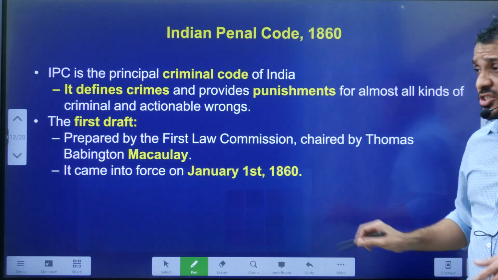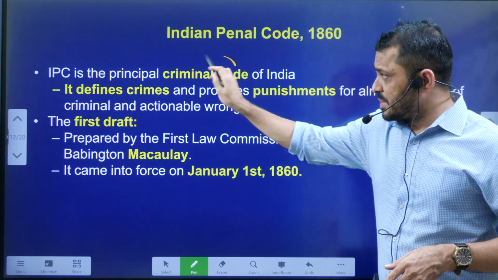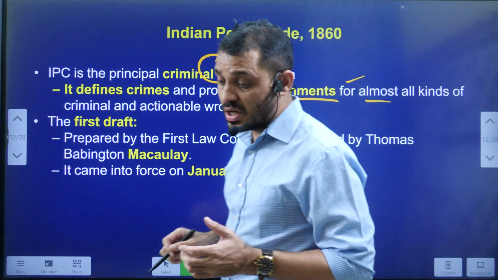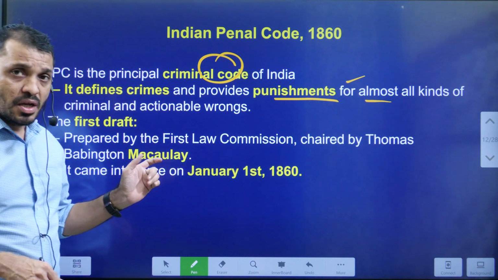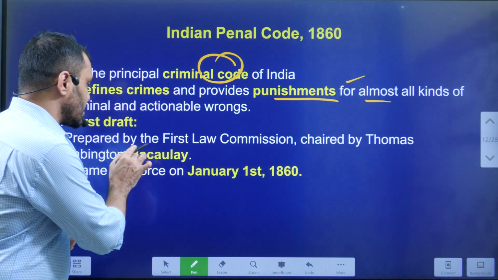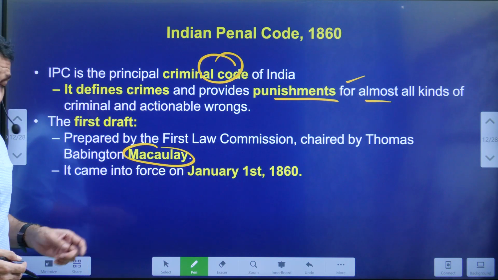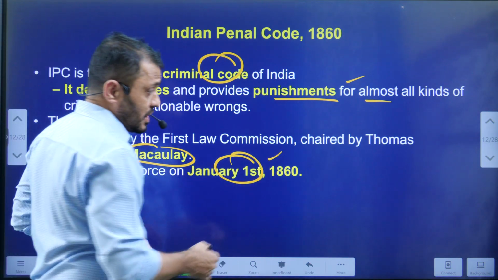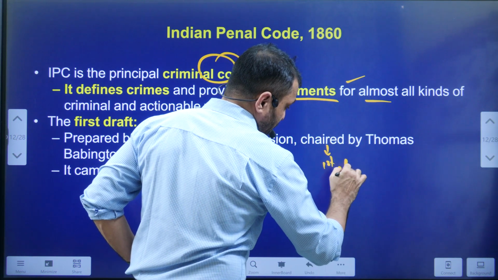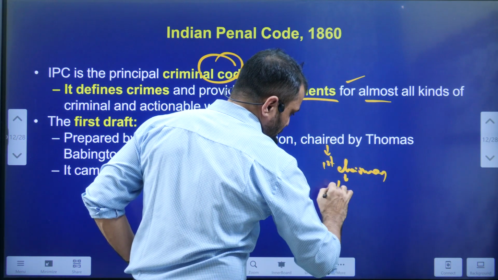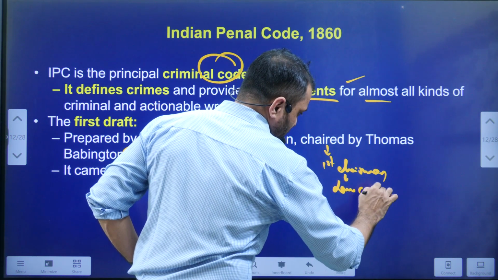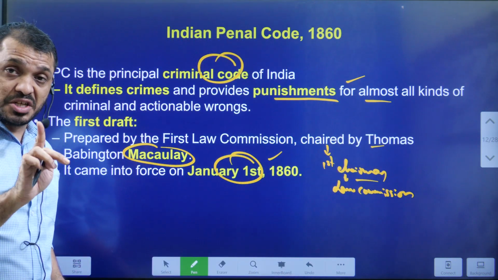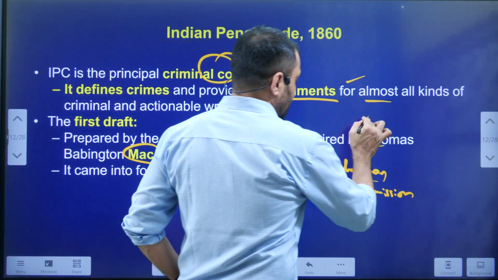Next, let us see some of the historical background of the IPC. The IPC was the main criminal code, and it defined the crimes as well as the quantum of punishment. Who drafted this IPC? It was drafted for the first time by Macaulay, and it started being implemented on 1st January 1860. Students, Macaulay was also the first chairman of the First Law Commission. Very, very important. The same Macaulay was the fourth member in the Governor General's Executive Council.